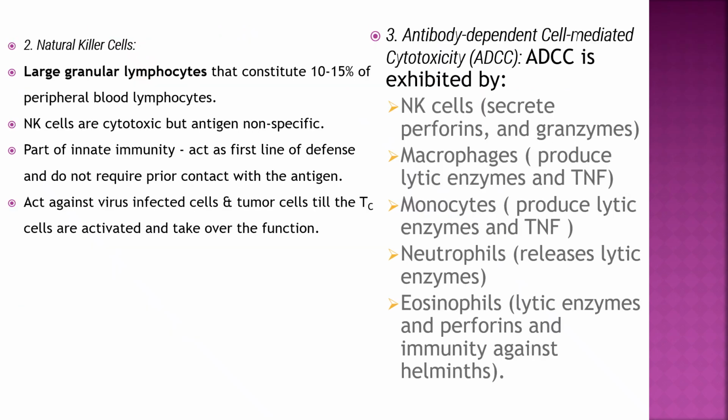Second, natural killer cells, large granular lymphocytes that constitute 10 to 15% of the peripheral blood lymphocytes. NK cells are cytotoxic but antigen non-specific, part of innate immunity, act as the first line of defense and do not require prior contact with the antigen. Act against virus-infected cells and tumor cells till the TC cells are activated and take over the function.